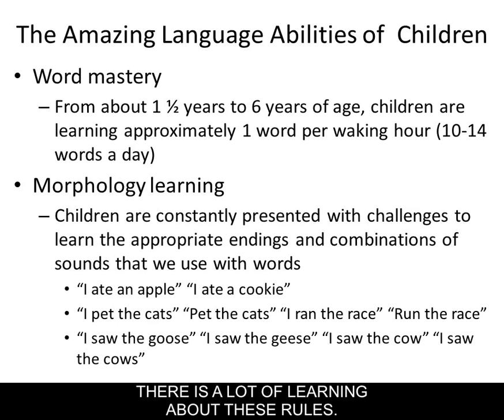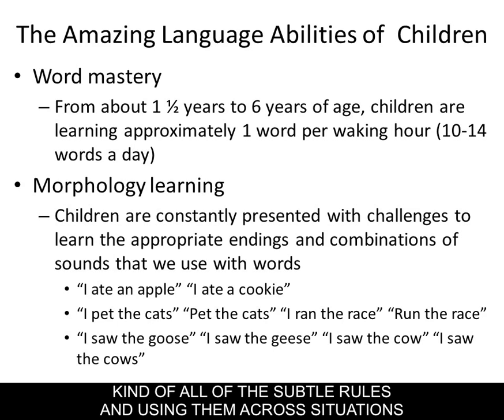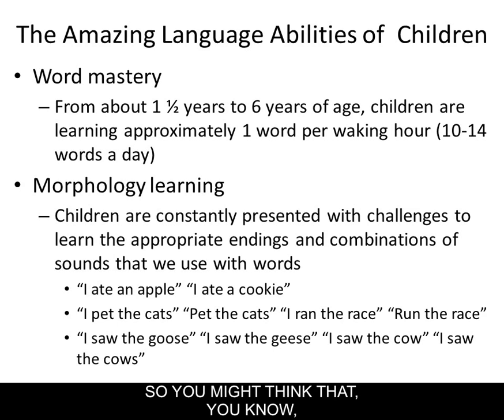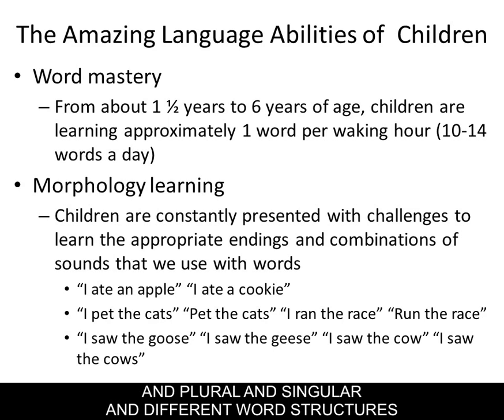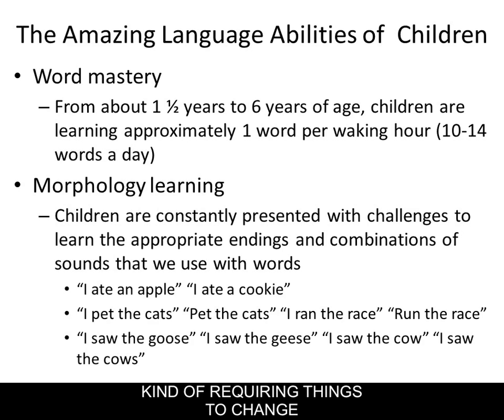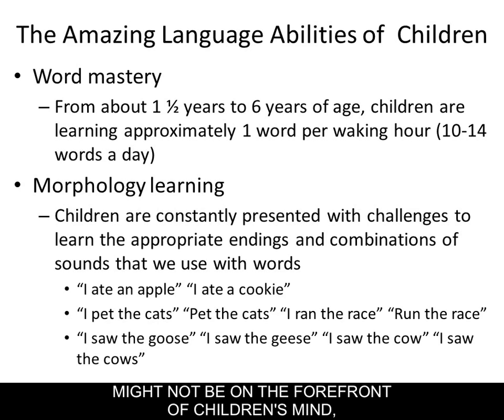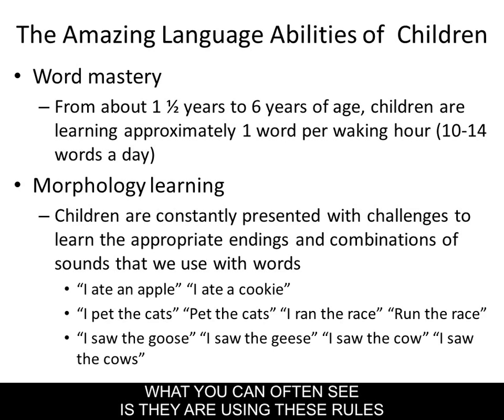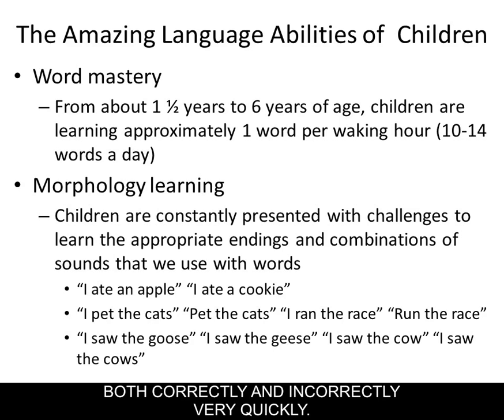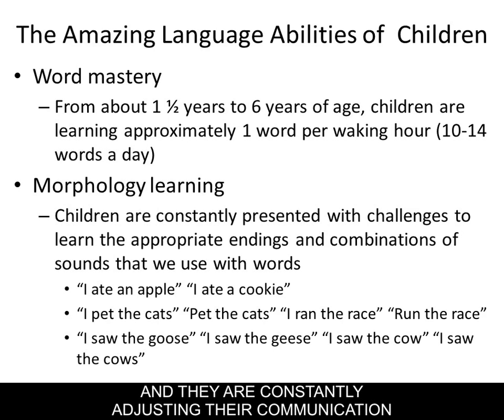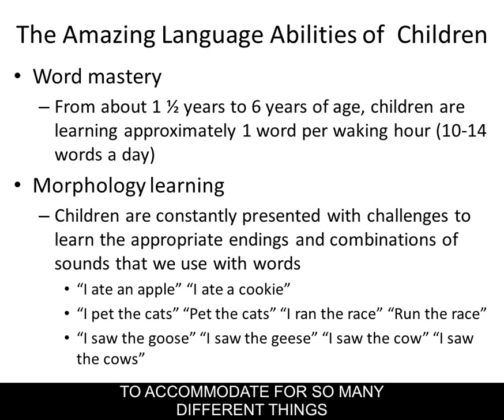There's a lot of learning about these rules, and what you can often see within their communication skills is that as they're doing this, they are picking up on all of the subtle rules and using them across situations until they learn differently. So you might think that past tense and future tense and plural and singular and different word structures might not be on the forefront of children's minds, but when we listen to the way they communicate, what you can often see is that they're using these rules both correctly and incorrectly very quickly, and they're constantly adjusting their communication to accommodate for some of the different things that they've encountered recently within their environments.